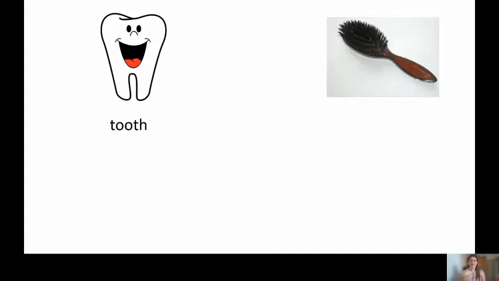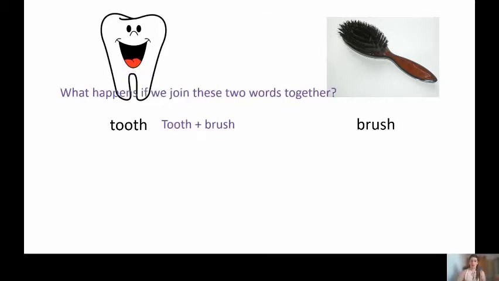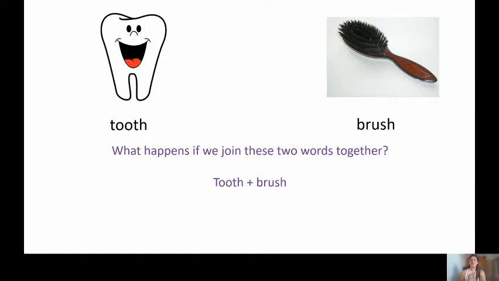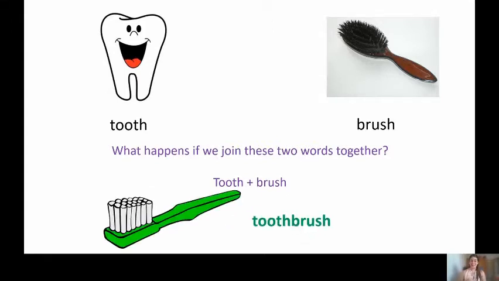So what do I have here? I have a tooth. Here, I have a brush. Now, what happens if we join these two words together, children? The words tooth and brush. Can you guess? That's right. We will get the word toothbrush. And toothbrush is a compound noun.